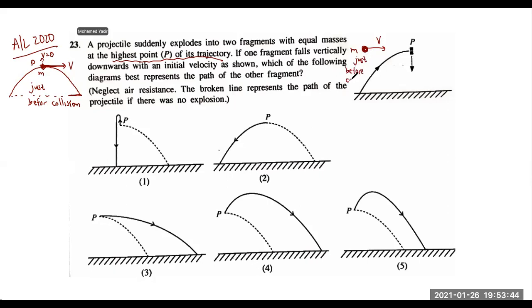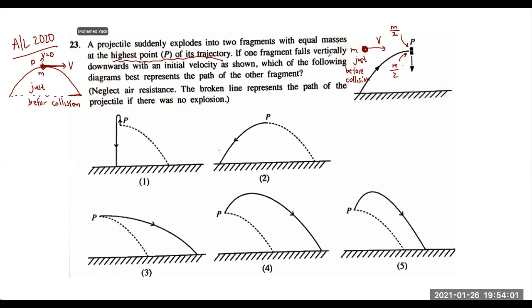Just before collision. After the collision, one of the objects, now what will be the mass of each object, people? It will be m by 2 and m by 2, because it is separating into 2 identical masses. Now let's go to the question.